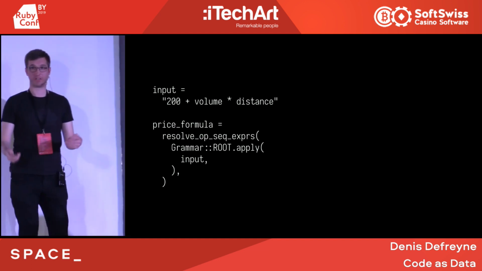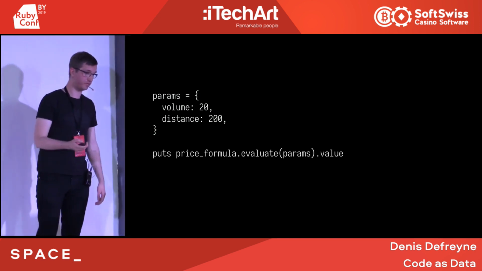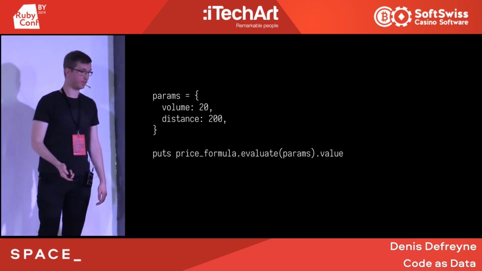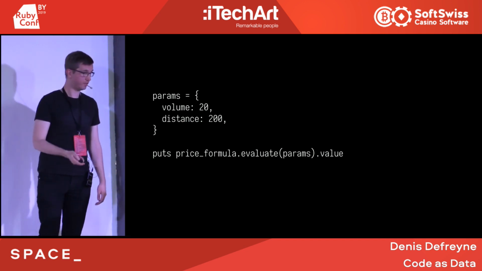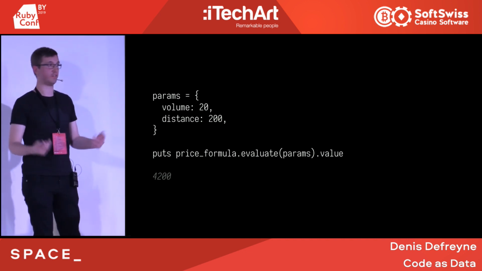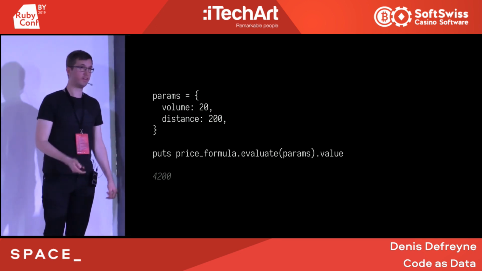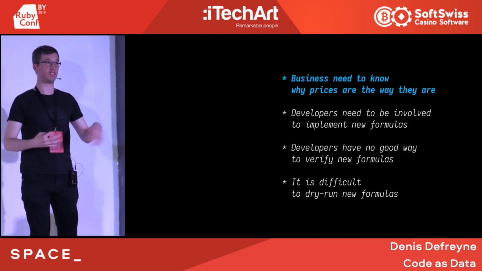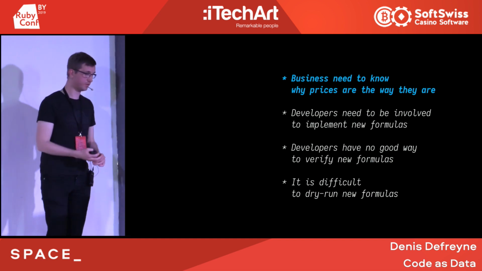Once I have this pricing formula, what I can do is I have some parameters. I can call evaluate on that pricing formula that I parsed, pass the parameters to it, this will return a node in this breakdown tree. If I call value on it, it will return the actual value of my move or the price of this move, which in this case would be 4,200 as before. So let's take a look at the 4 items that I had on my list. So we already talked about business needing to know why prices are the way they are. We talked about this is solved.